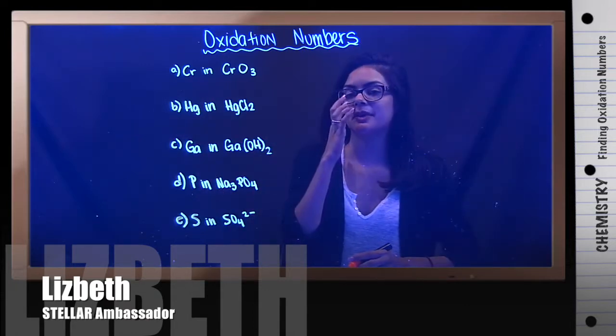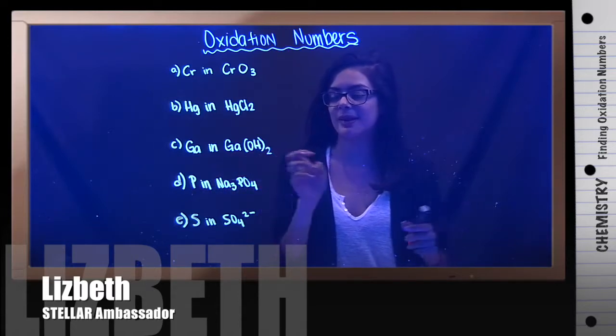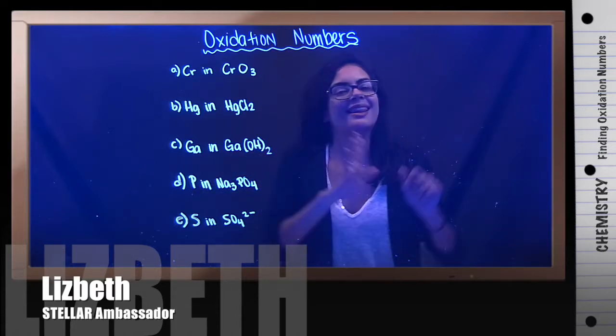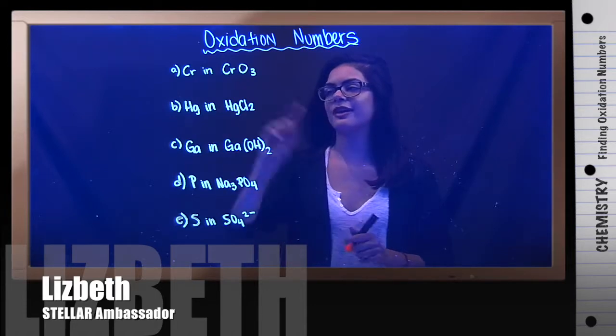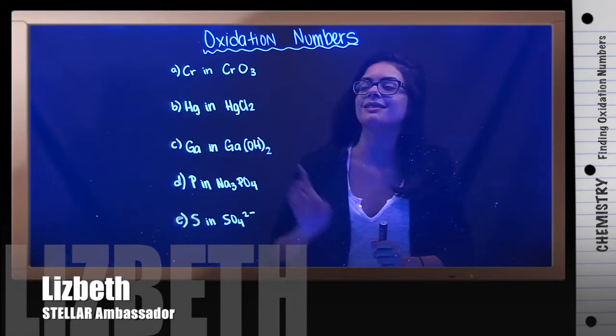Oxidation numbers are pretty easy to find. I'm going to teach you the solve for x method. So let's just jump right in. Here for A, we're going to try to find the oxidation number for chromium in CrO3.